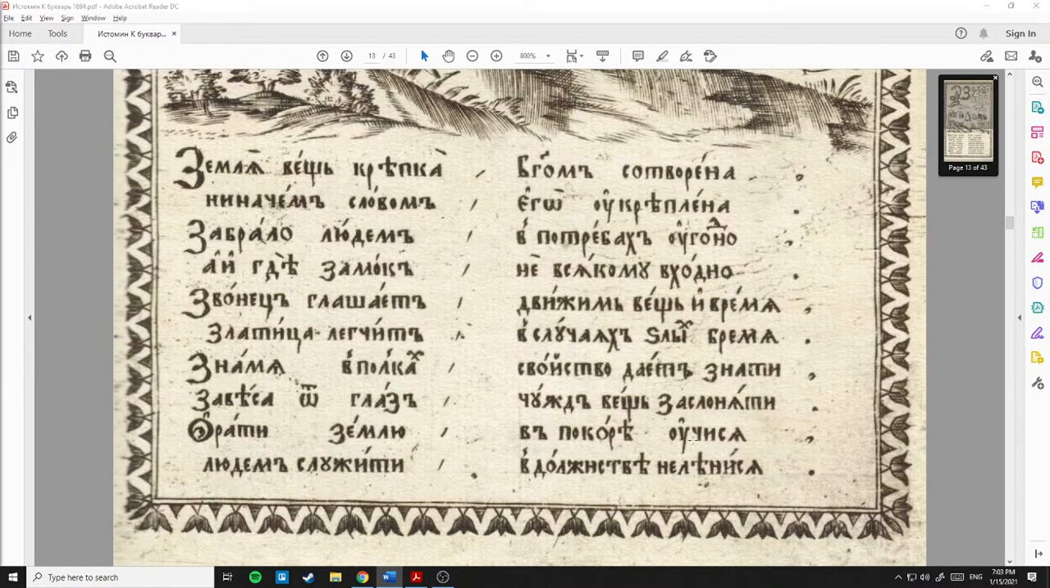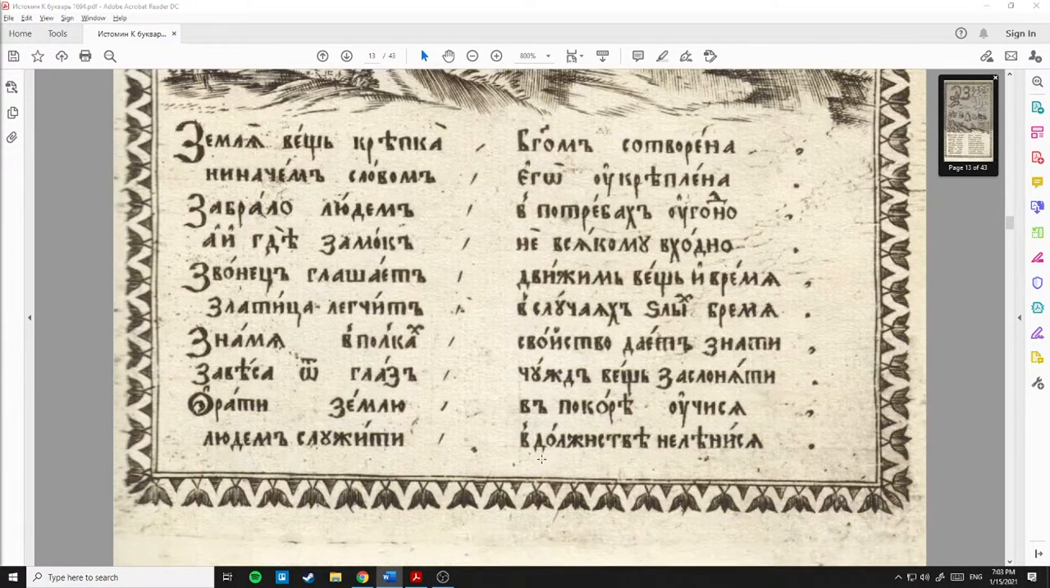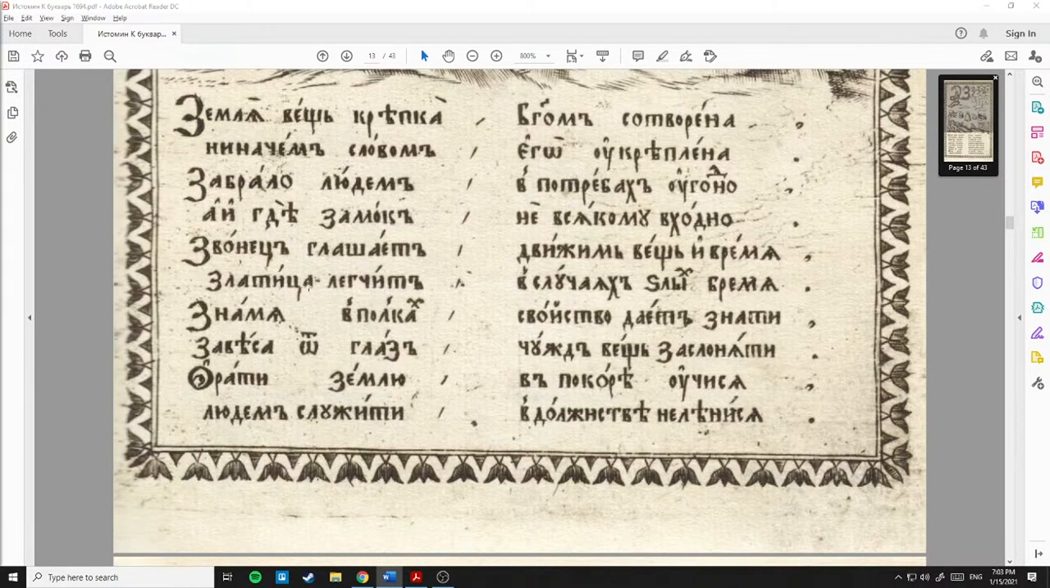В покорі учишься. In покорі учишся. So in reproach, in failure, reproach, you have to learn. I don't see how these two are connected. Banner in regiments gives identity. Nice. Yeah, that sounds much better.